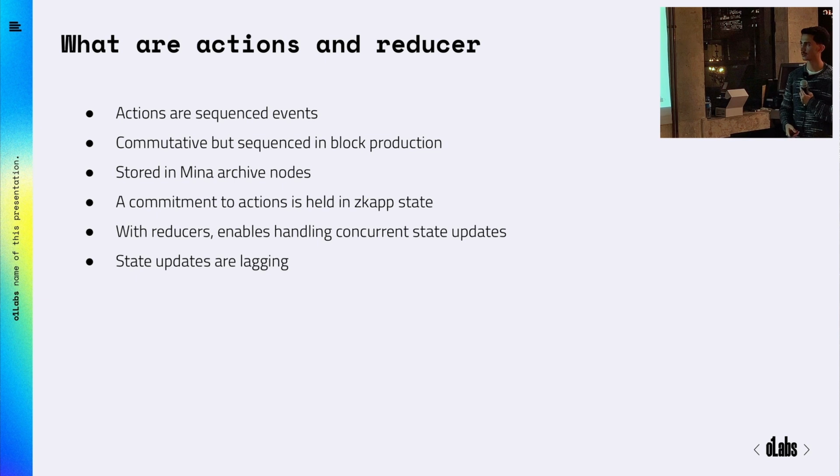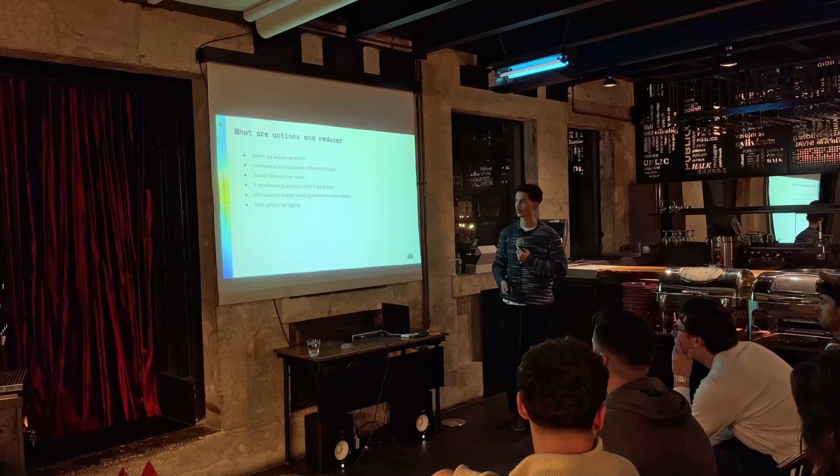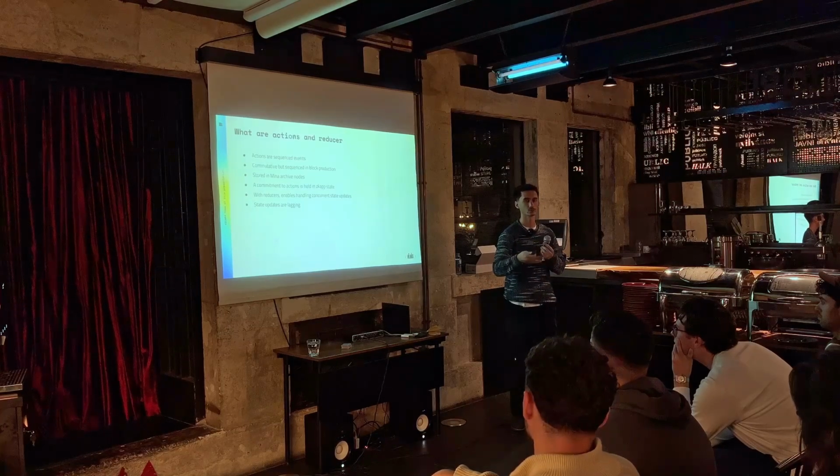They are stored in Mina archive nodes, so there is no additional dependency on a separate data storage layer. And a commitment to the actions is held in the zkApp's state, so archive nodes cannot tamper with actions. And with reducers, actions enable handling concurrent state updates. These updates are lagging. They are not applied simultaneously, but they need to be reduced in order to make it into the on-chain state.